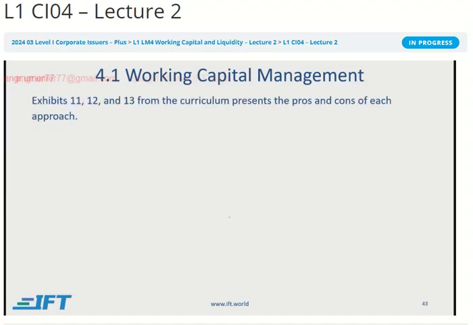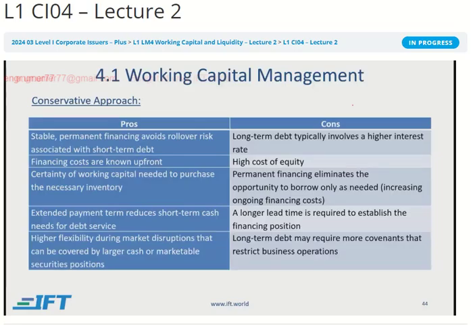And your curriculum mentions the pros and cons of all three of these approaches, starting with conservative. Now, conservative, it's safe, stable, minimizes or avoids rollover risk. The financing cost is high, of course, higher interest rate because your long term debt is there, but at least it's known upfront, right? So you're compromising on profitability over here because you're paying a high interest cost, but you're playing it safe with your liquidity.